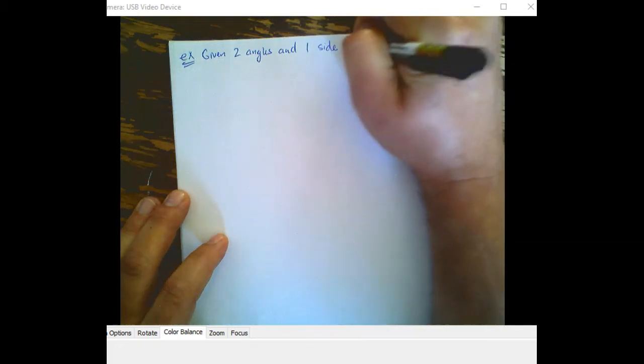Now, various information can be given for our problem. So let's look at a first example here. Let's say that we're given two angles and one side, or the angle-angle-side type of problem. All right, so let's do one here.